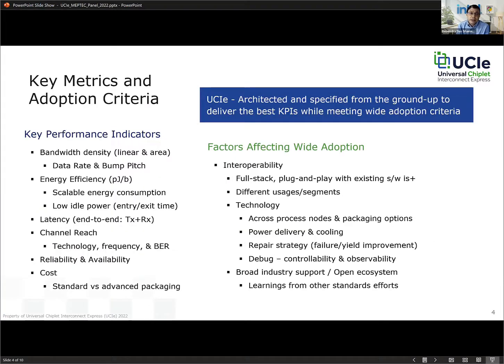There are a few things to consider. There are very important things for any industry-wide initiative to be successful, and we base this on decades of learnings from multiple people driving very successful industry standards like PCI Express, CXL, USB, NVM Express, and so on. On one side, you have the key metrics, the key performance indicators, which we call KPIs. These are things that are measurable, solving real engineering challenges. Things like bandwidth density: how much bandwidth density can we provide within a chiplet kind of environment?